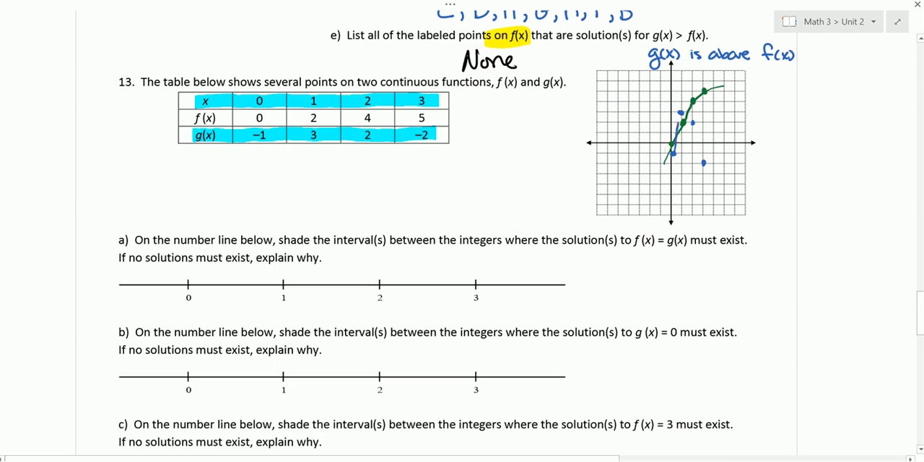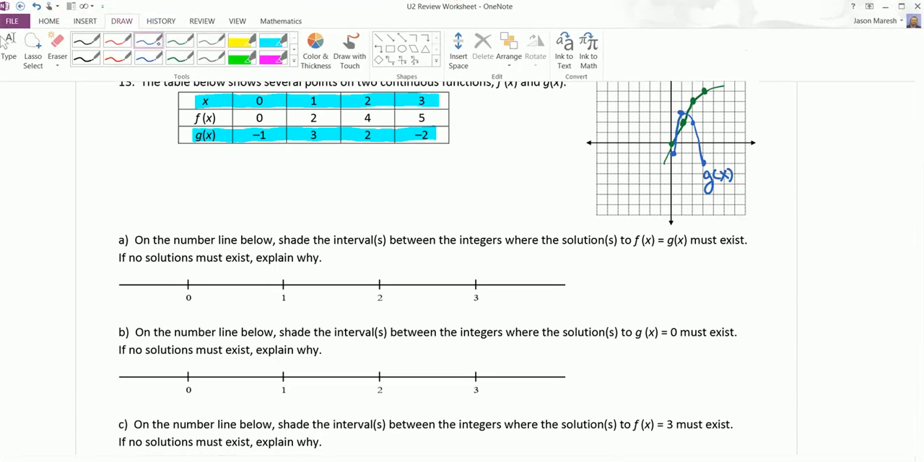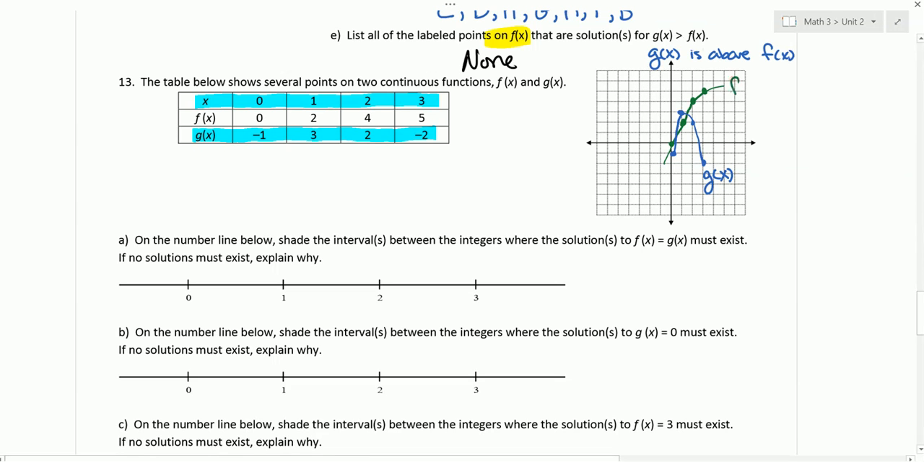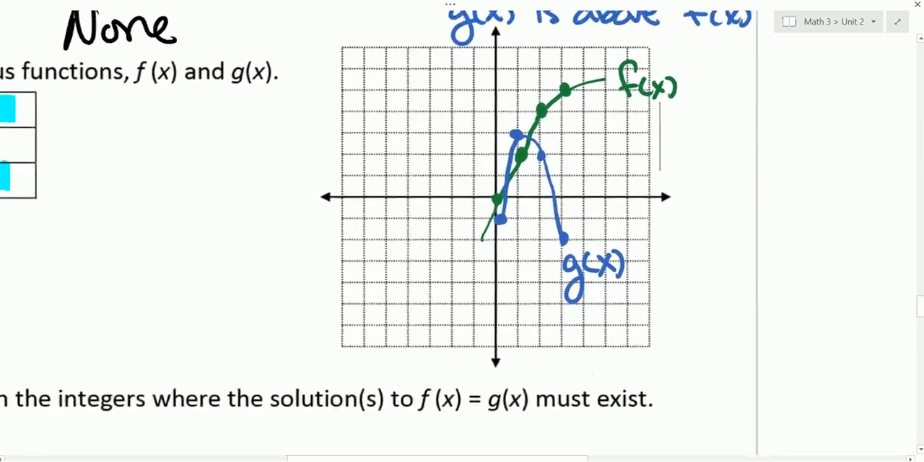And so we somewhat connect these points. And I'm going to label, okay, this is g of x, and the green one is f of x. So let's take a quick look at what we have here. We see that g of x and f of x are crossing somewhere between x equals 0 and x equals 1. We're not exactly sure where, but somewhere in between there, they have to cross.